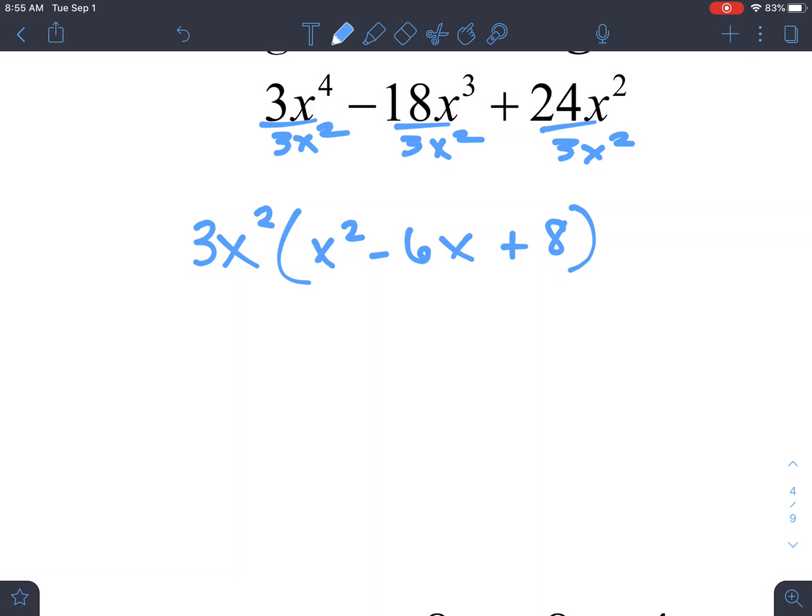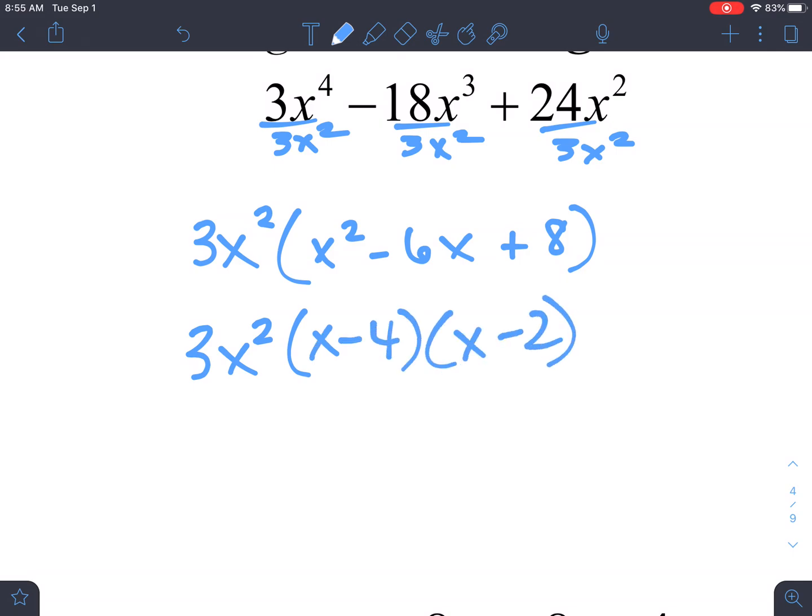Okay, my recommendation is whatever you have in your parentheses, keep checking. Is there anything else I can do here? What multiplies to 8 and adds to negative 6? That would be negative 4 and negative 2. So again, I wanted to start out with some where it's GCF and then a is equal to 1, some easier trinomials.